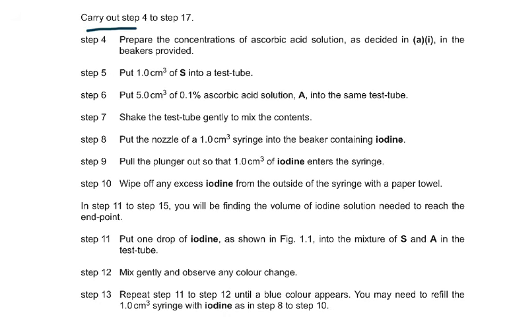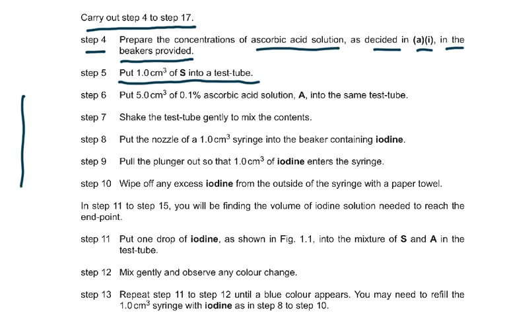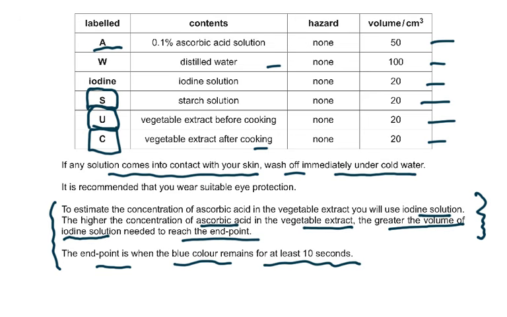Then it says carry out step 4 to step 17. Step 4, prepare the concentration of ascorbic solution as decided in A1 in the beakers provided. So you labeled those and you made those 5 beakers. Put 1 centimeter of S into a test tube. Okay, so here we have S. So we put in 1 centimeter cube of S. What was S? S was the star solution.